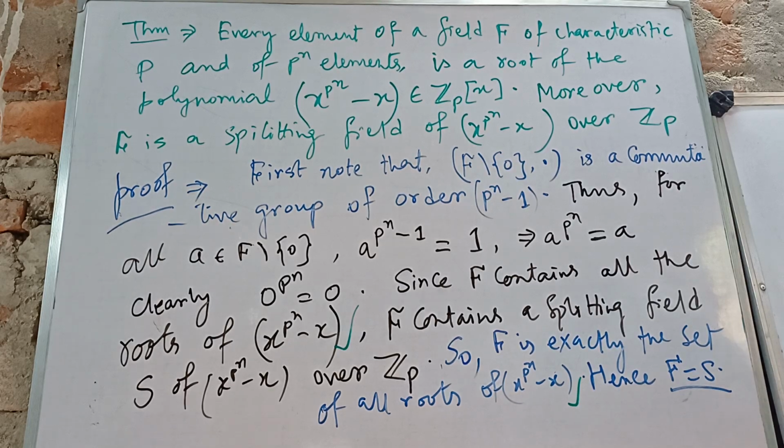That means one root obviously contains F, and obviously all roots are contained in F. So F equals S also, and F becomes the splitting field. So that means we also complete this proof easily. First we just write this one is a commutative group of order p^n - 1, since F is a commutative group of order p^n, so not a doubt also.